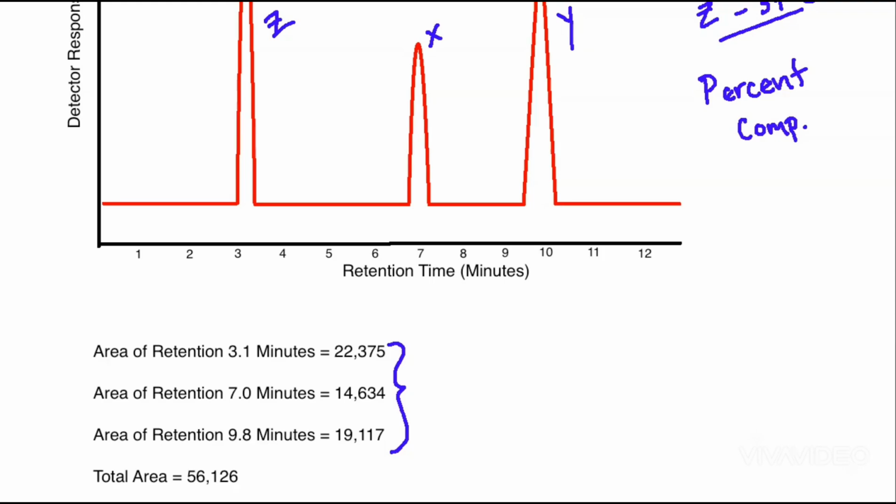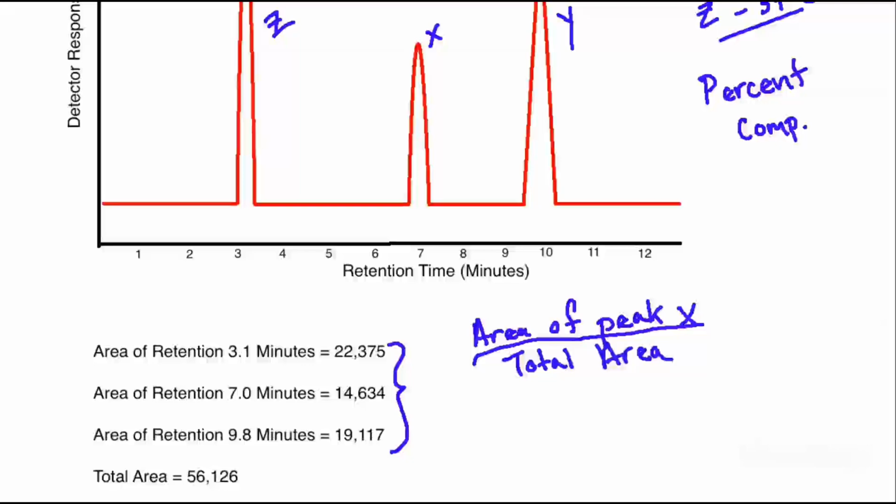So what we would do is we would say the area of peak, and I'm just going to use, again, a generic example, the area of peak X, and we're going to divide that by the total area, and then multiply by 100 because we want it as a percent. So using that formula, you should be able to find the area for each of these over the total area, and then that should give you the percent composition. So let's work on that together.